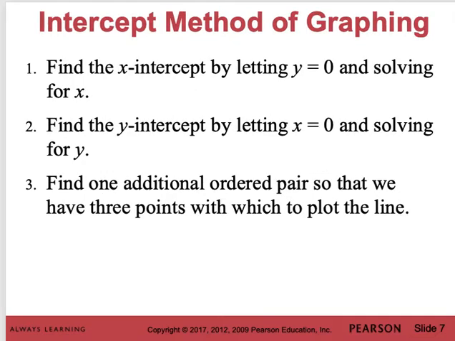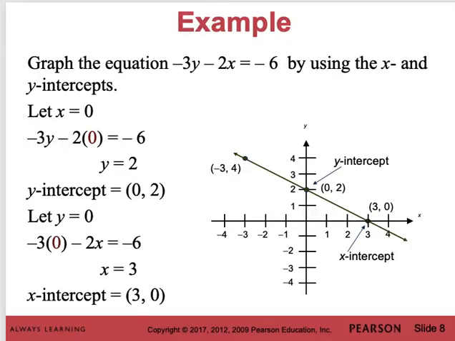So we can find the x-intercept by replacing y with 0. We can solve and find the y-intercept by replacing x with 0. And we can also find one additional ordered pair, so we have 3 points to graph a line. This makes it easy because if we're dealing with smaller numbers, since one of them already equals 0, it makes it a lot easier to solve our equations.